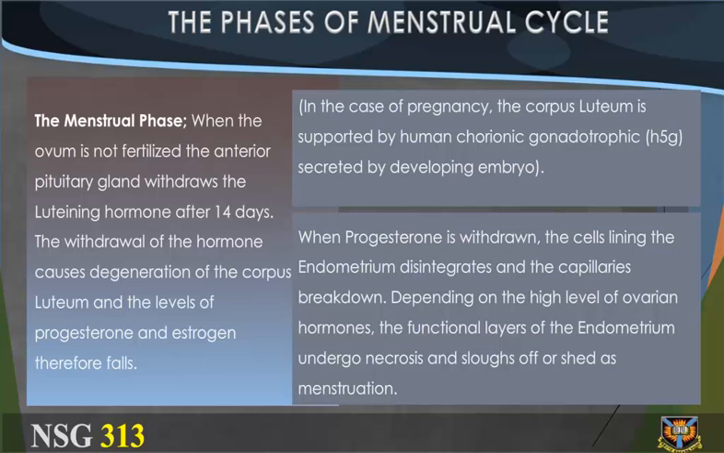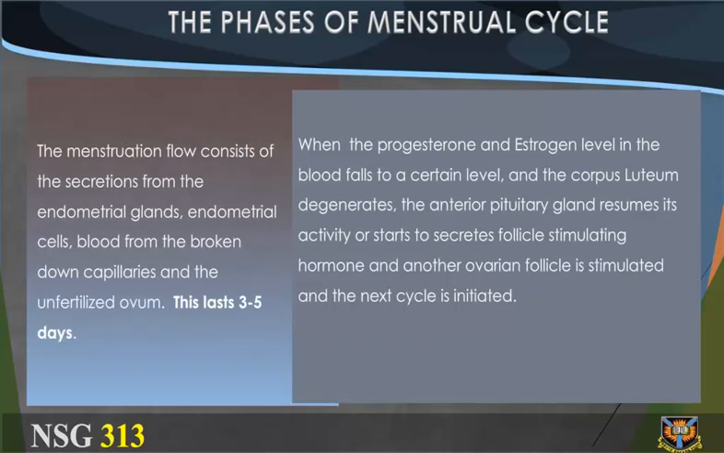Depending on the low level of ovarian hormones, the functional layers of the endometrium undergo necrosis and slough off as menstruation. The menstrual flow consists of the secretion from the endometrial glands, endometrial cells, blood from the broken down capillaries, and the unfertilized ovum. This lasts 3 to 5 days.